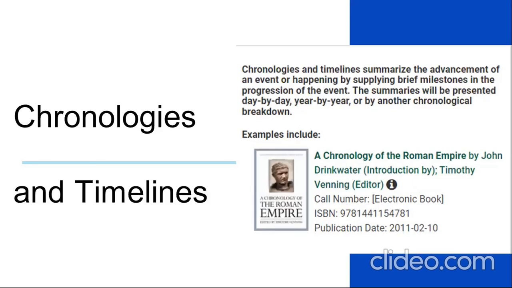Chronologies and timelines. Chronologies and timelines summarize the advancement of an event or happening by supplying brief milestones in the progression of the event. The summaries will be presented day by day, year by year, or by another chronological breakdown.